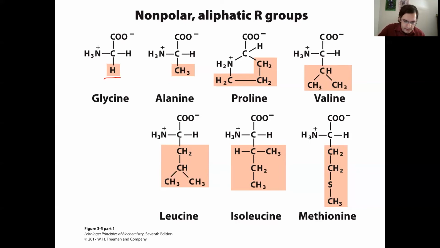Notice for all of these, the primary components are just carbons and hydrogens, because these are all nonpolar, hydrophobic amino acid R groups. Notice proline up here is a bit unusual because its R group connects to our amine also, right? So you form this little ring where it bends around and attaches back to our nitrogen. Methionine also is slightly unusual because it has a sulfur and not just our carbons and hydrogens.